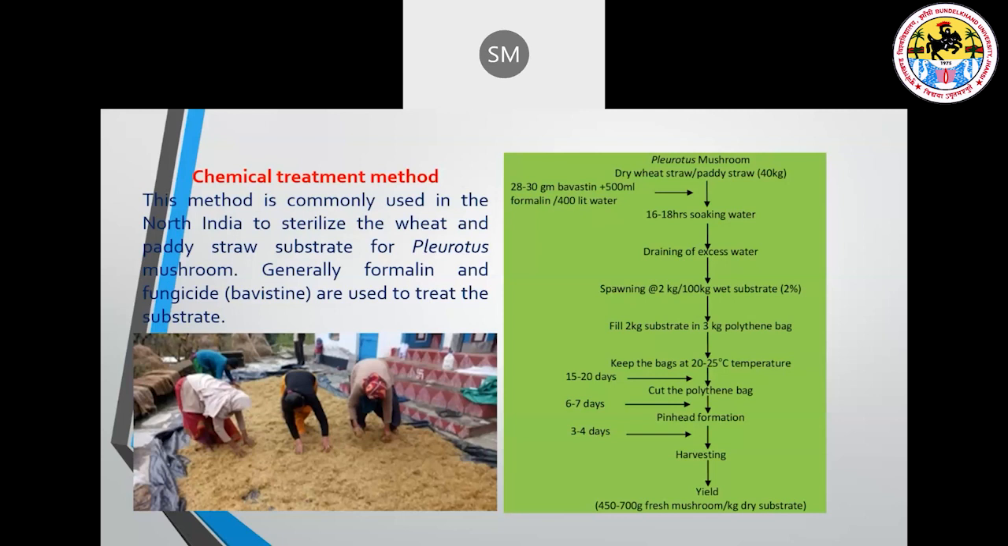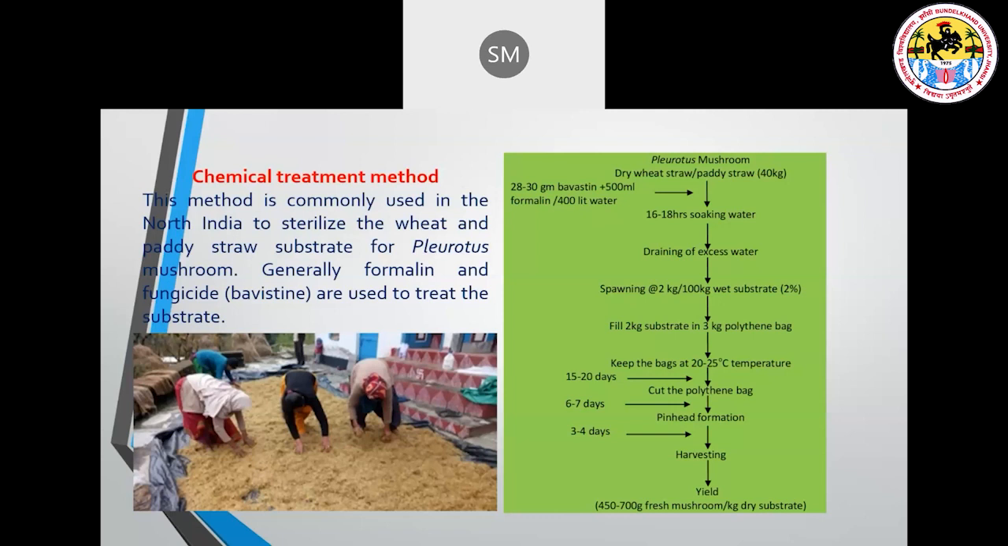Out of 10 kilograms of dry substrate, we would prefer 100 liters of water, and in 100 liters of water, 7 grams of bavistin and 120 ml of formalin is required. So 7, 10, 100, 125. This is the numerical formulation to sterilize the wheat straw with the help of chemicals.